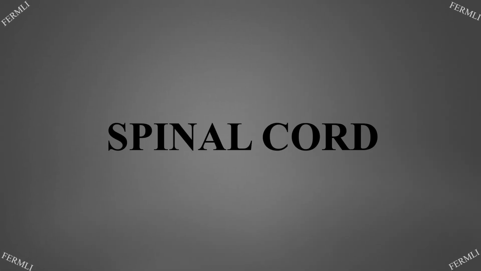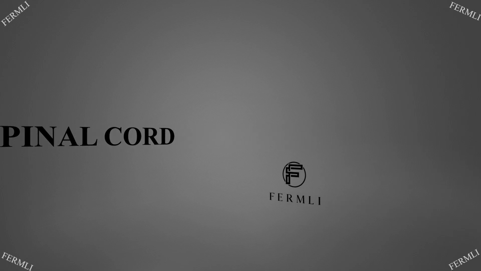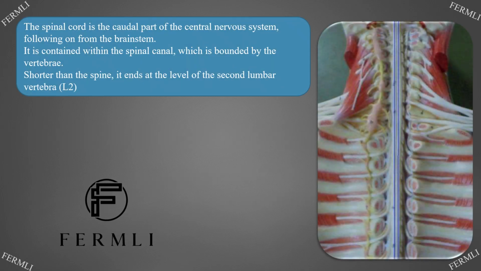Spinal cord. The spinal cord is the caudal part of the central nervous system, following on from the brainstem. It is contained within the spinal canal, which is bounded by the vertebrae. Shorter than the spine, it ends at the level of the second lumbar vertebra, L2.